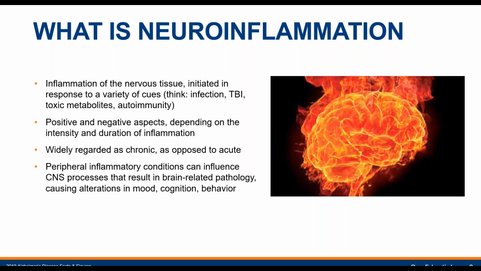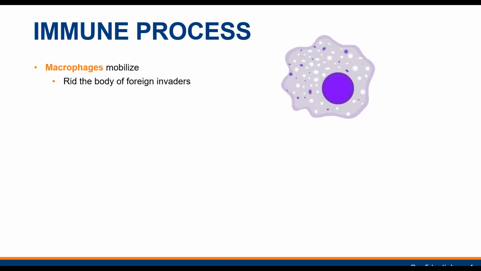So today we're going to be talking a little bit about the gut-brain connection and how inflammation in the GI system can actually impact the brain, cause neuroinflammation, and trigger essentially a number of different alterations in mood, cognition, and behavior. So first, breaking down just super high level the immune process.